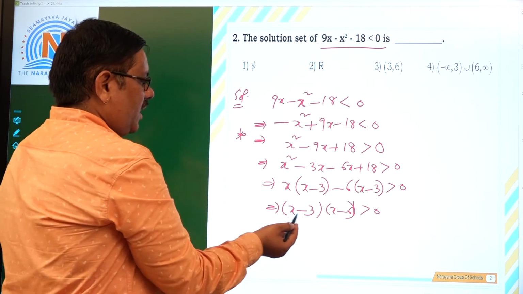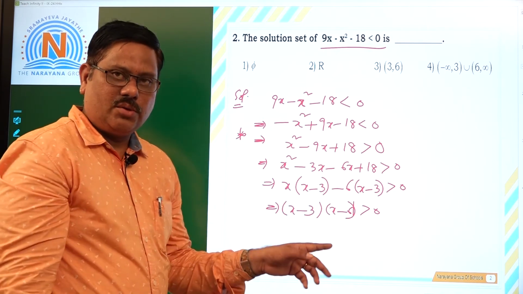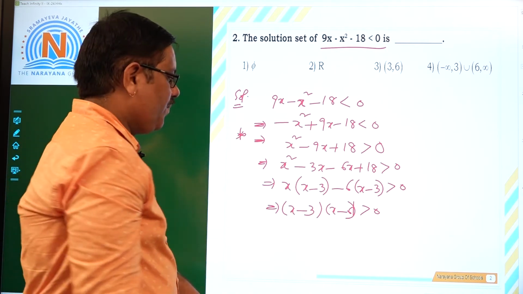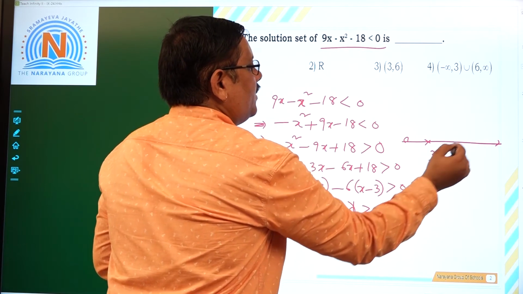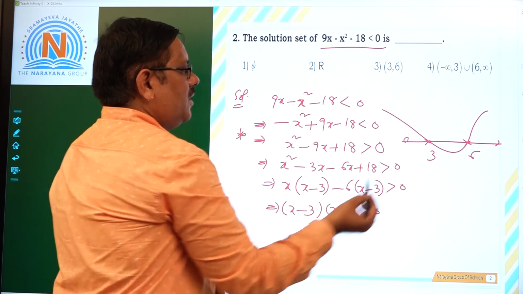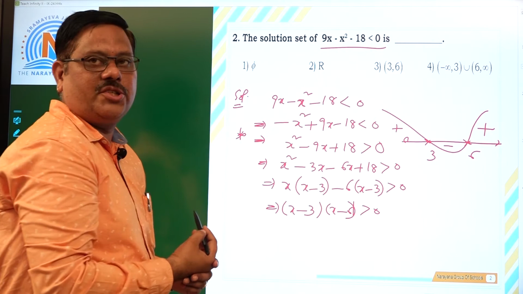Okay, so here also we have two linear factors. If you make each linear factor equal to 0, we get the critical points. Here x is 3 and here x is 6. So if you take the number line, this is 3 and this is 6. This is how the curve will be. This region is positive, this is negative region, this is positive region for the given function.